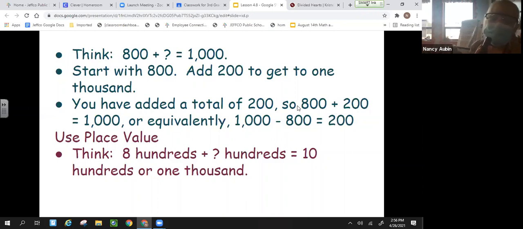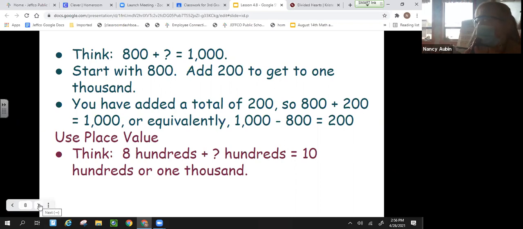You can also think of it as place value. Mrs. Harrison talked about how easy it is to draw those place value blocks. That gives you a visual. 800s plus how many more hundreds would equal 10 hundreds or 1,000? How many? Just 2, right? So I just want to encourage you, use that mental math when you can.